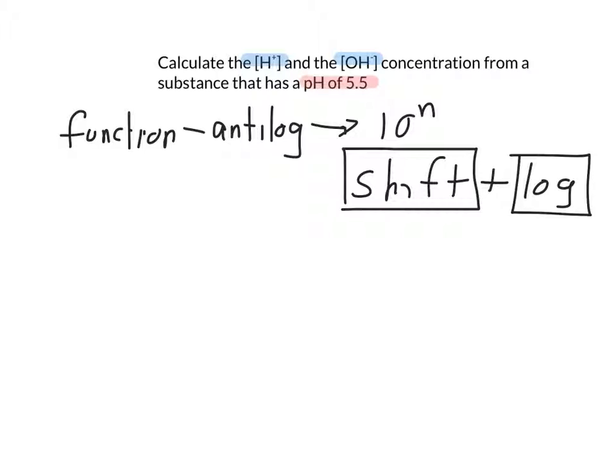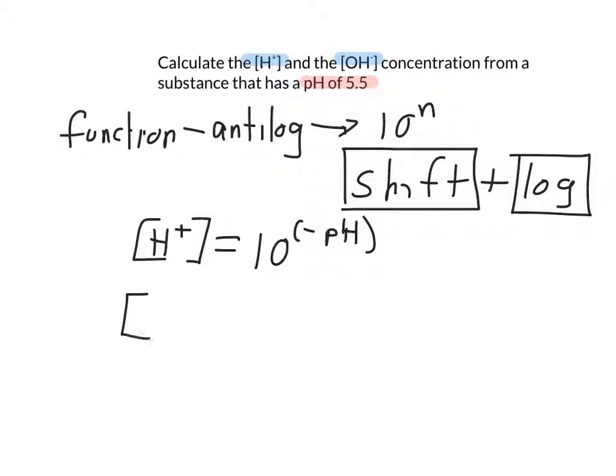The formula to get it is just like this. The concentration of hydrogen ion will be equal to the anti-logarithm of the negative pH. So everything we have to do is press shift log, then the negative sign, and then the value of the pH that we have, which in this case is 5.5. Once we do that, we will obtain the result.